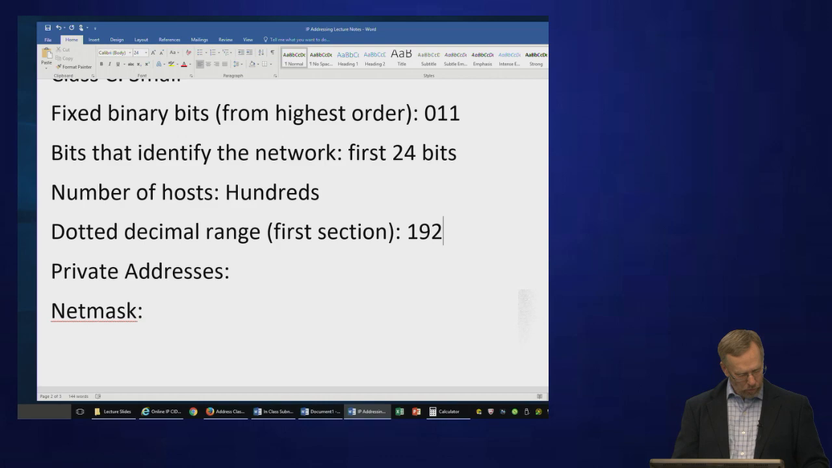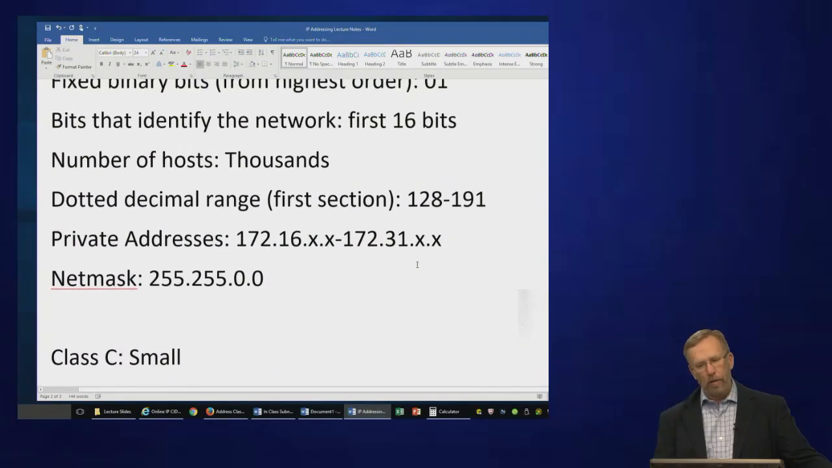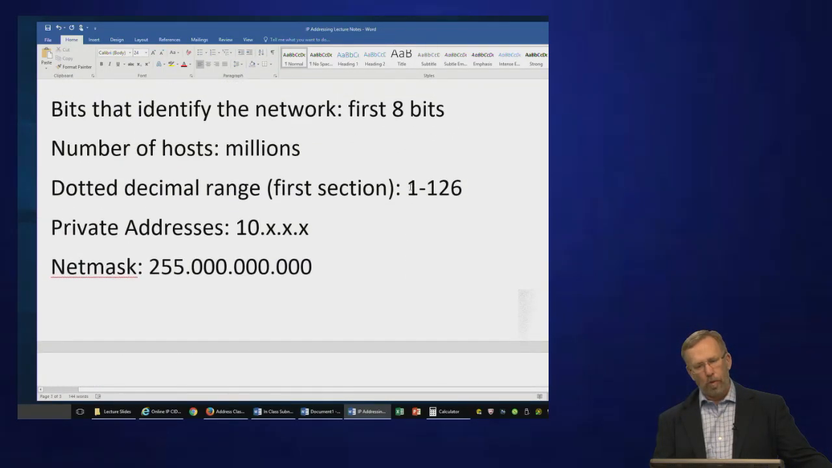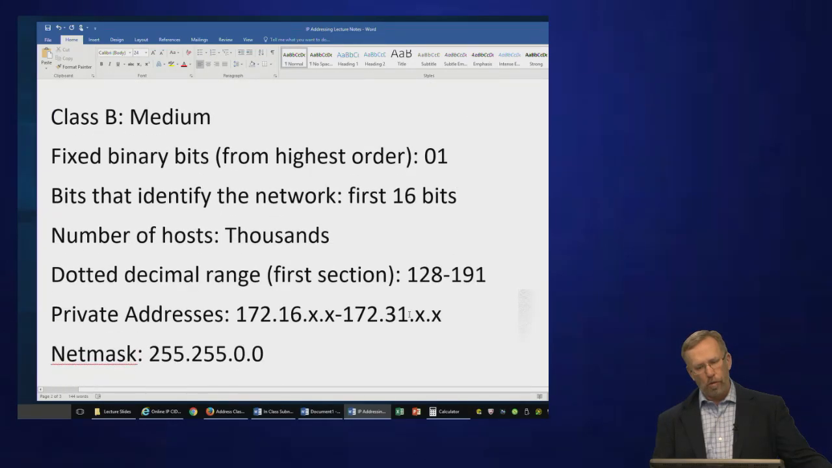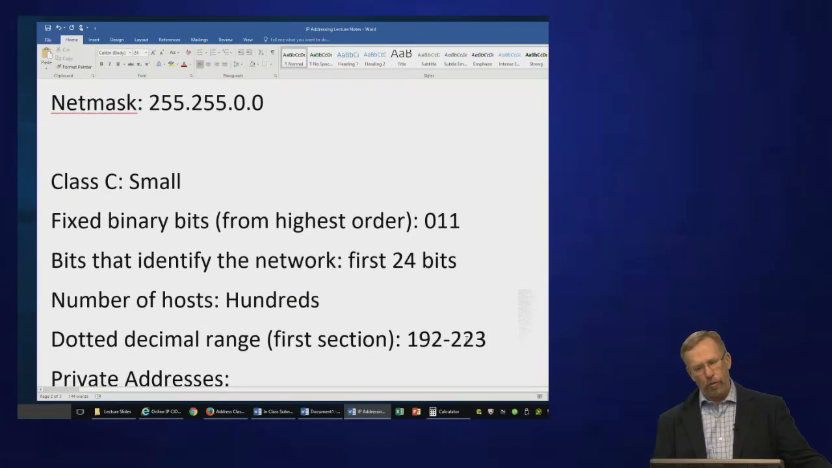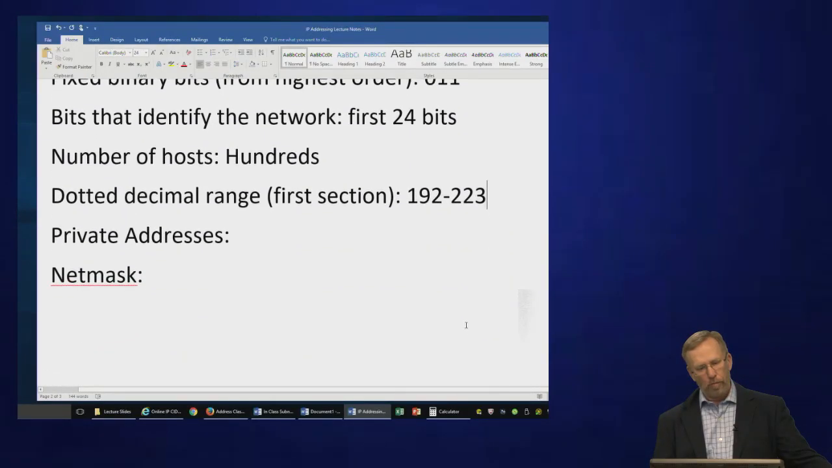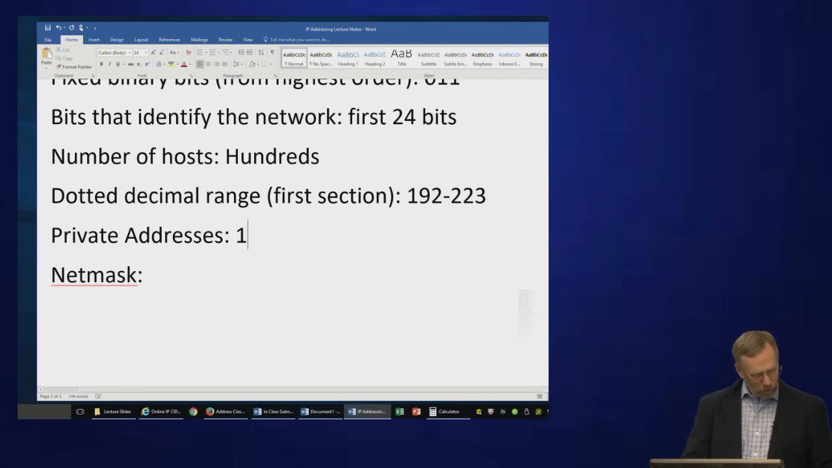192 and 223. So we had 1 to 126, 128 to 191, and 192 to 223. The private IP address range is the 192.168. Yeah, let me do it this way.